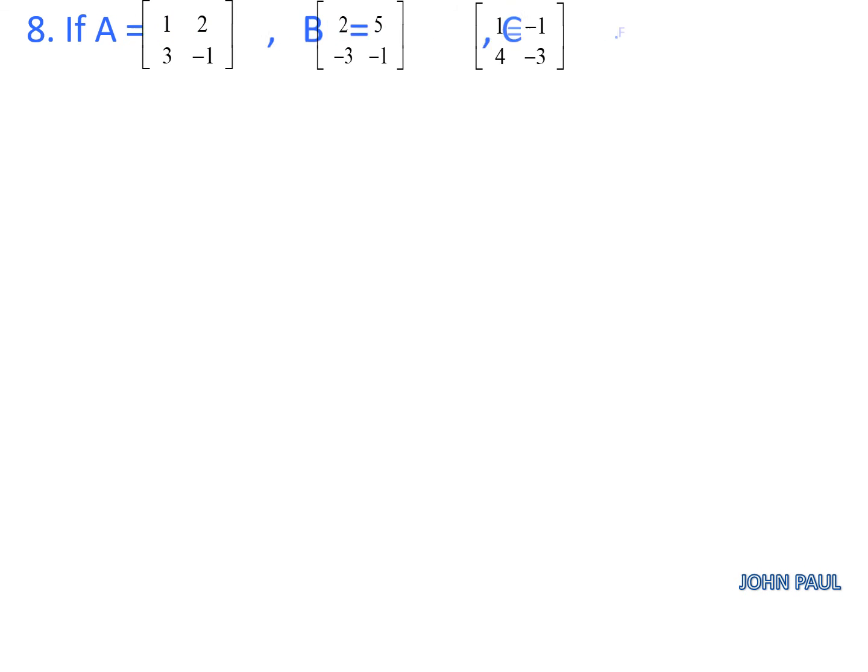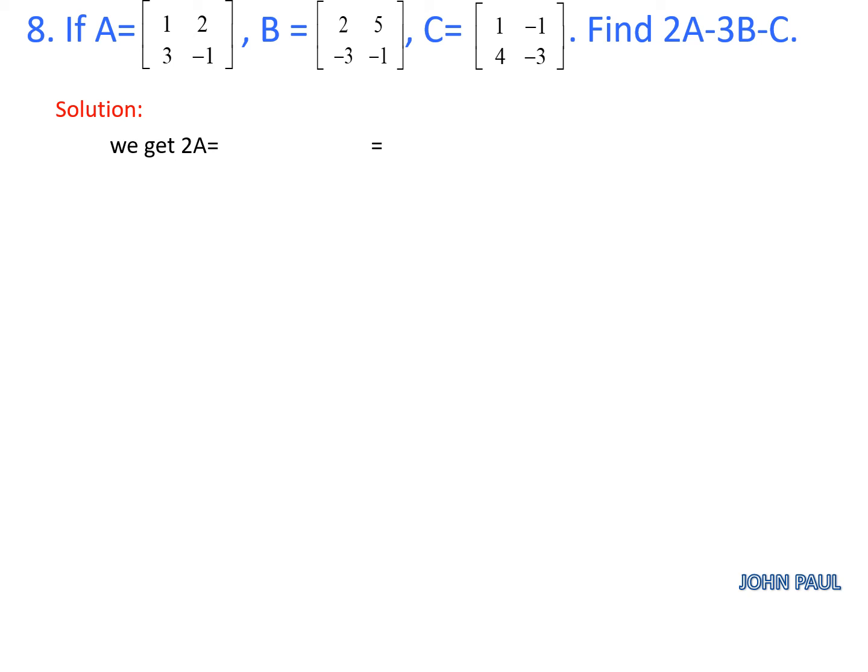Eighth problem, if A, B, C is given, we want to find 2A minus 3B minus C. Solution, we get 2A equal to 2 into A. We know how to multiply that. Multiply 2 with 1, 2 with 2, 2 with 3, 2 with minus 1. So we got the values.